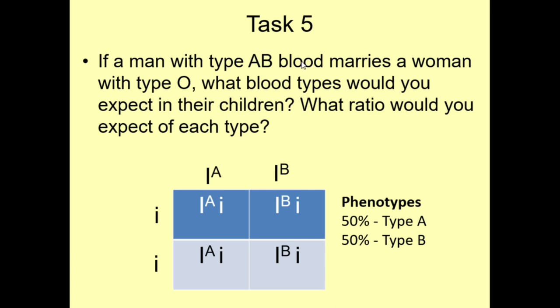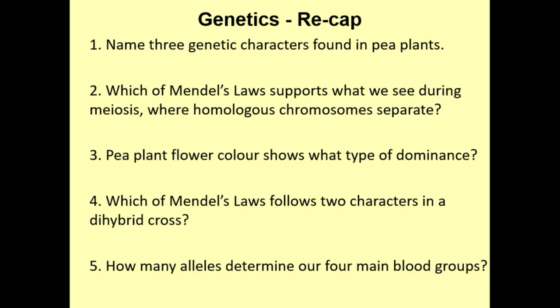So you could see how this conversation could go. It's like, well, I've got type AB blood, you've got type O blood. How on earth have our children got type A or type B blood? So if you don't understand the underlying genetics behind this sort of problem, it can cause some interesting conversations to be had. But anyway, hopefully you managed to work that one out, and it all made sense. So that brings us to the end of that topic.